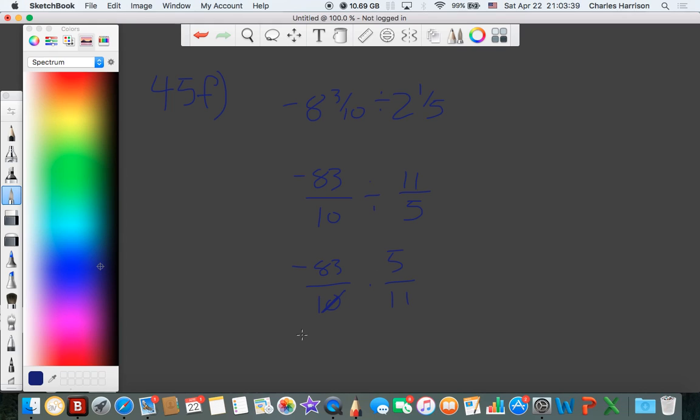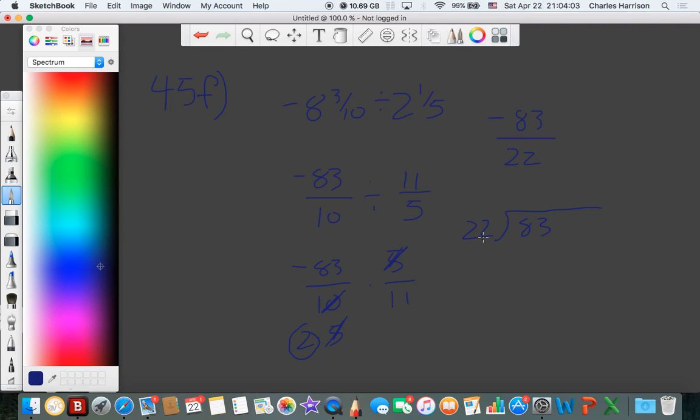This 10 can be represented as 2 times 5. Therefore we can take this 5 and this 5 out. And then what we have left on bottom is a 2 here and 11 here and then 83 on top. So I would say it's negative 83 over 22. Now we need to use long division to change it to a mixed number. And we'll forget about the negative for right now.